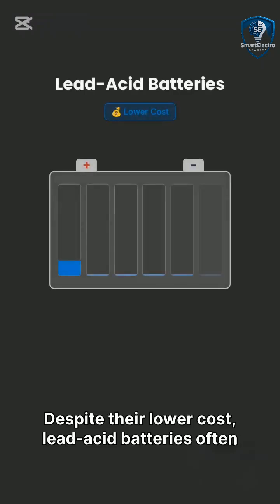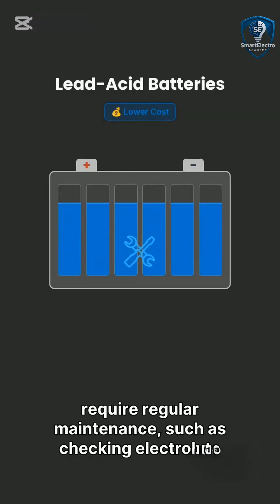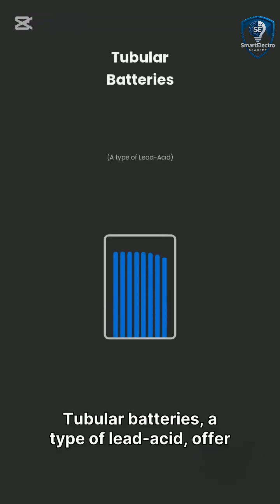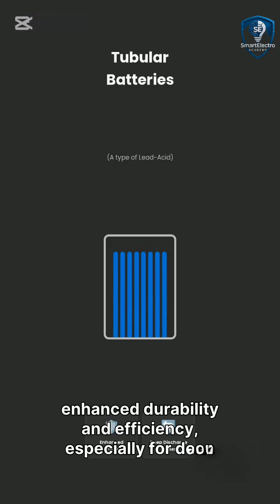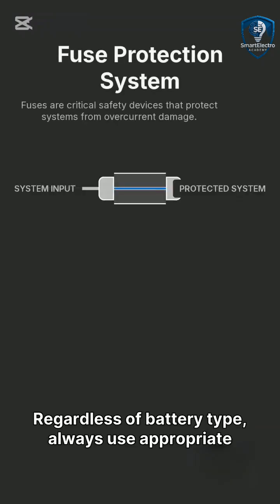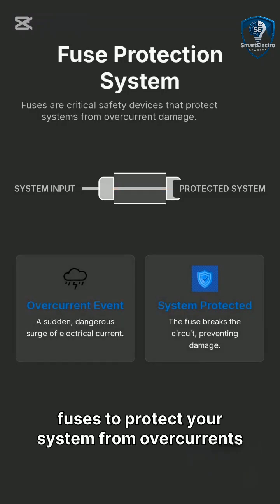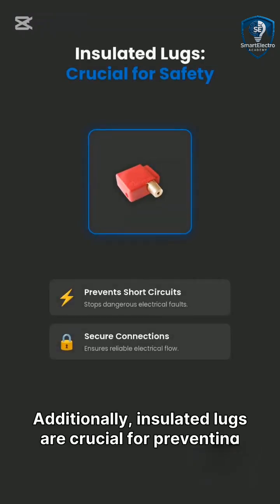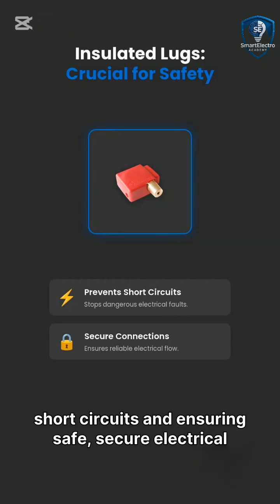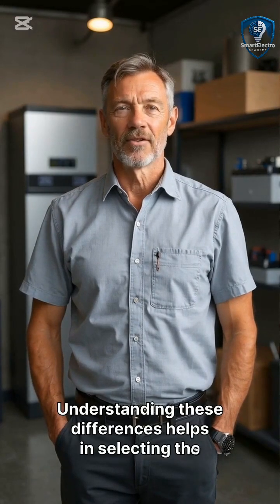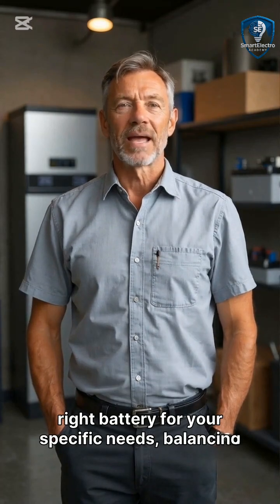Despite their lower cost, lead-acid batteries often require regular maintenance, such as checking electrolyte levels. Tubular batteries, a type of lead-acid, offer enhanced durability and efficiency, especially for deep discharge cycles. Regardless of battery type, always use appropriate fuses to protect your system from overcurrents and potential damage. Additionally, insulated lugs are crucial for preventing short circuits and ensuring safe, secure electrical connections. Understanding these differences helps in selecting the right battery for your specific needs, balancing cost, performance, and maintenance.